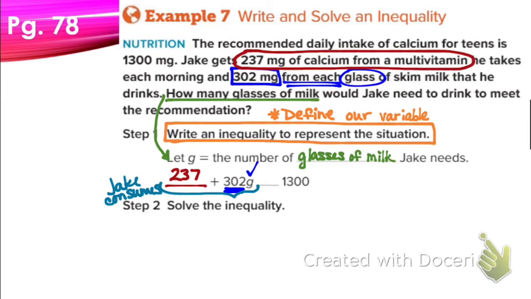So the 237 plus 302G is what Jake is consuming. What is this 1300 then? That's the recommendation, yes.